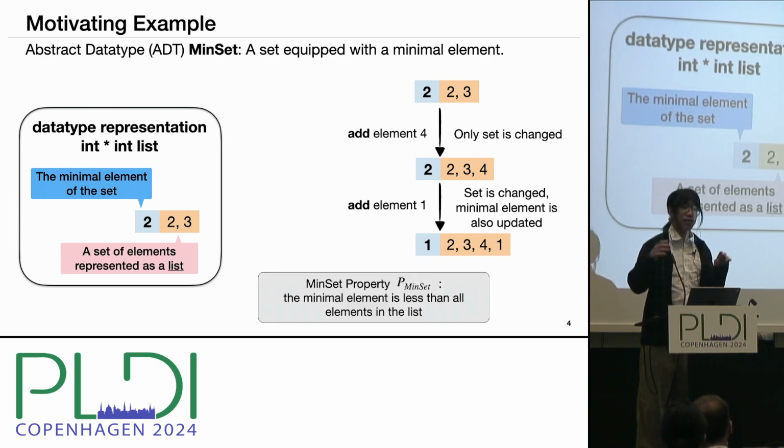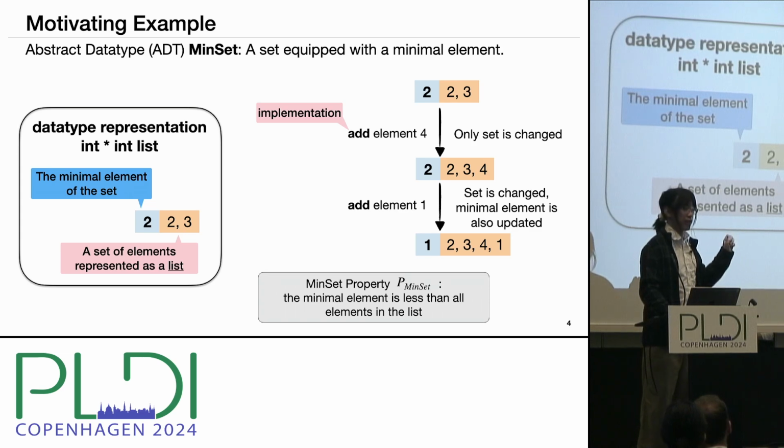And all this means that an instance needs to satisfy the MinSet property: the minimal element is less than all elements in the list. It's indeed minimal. And the implementation of this add function needs to preserve this MinSet property. So that is our verification task.